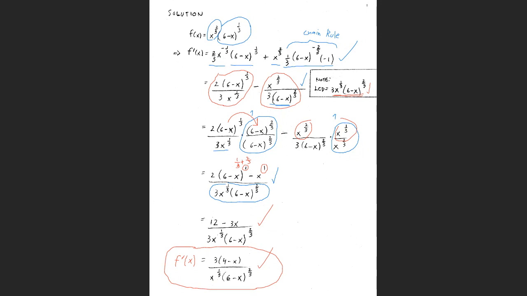Let me put in a step here. So 12 minus 3x is equal to 3 times (4 minus x). And so the 3's simplify out, and then that gets me down to the bottom.